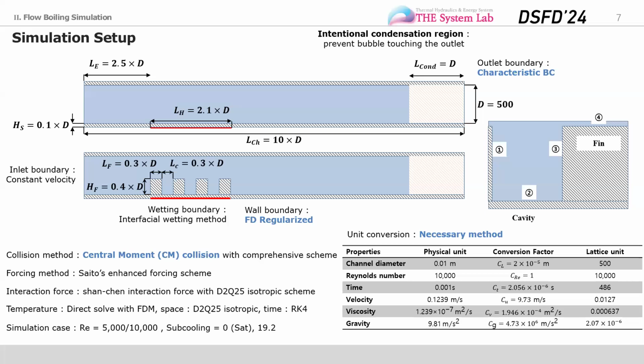I use the Shan-Chen potential model with the D2Q25 isotropic scheme. I also solve the temperature with the finite difference method with the D2Q25 isotropic scheme, with the Runge-Kutta method for time integration.